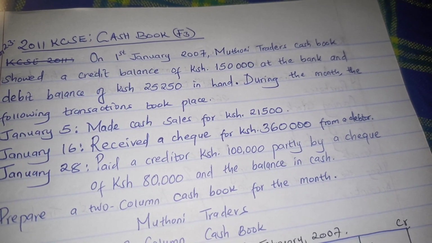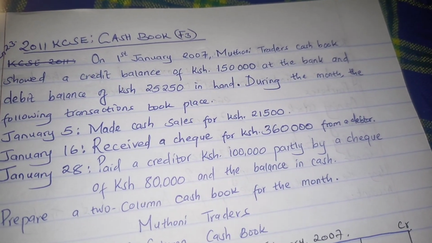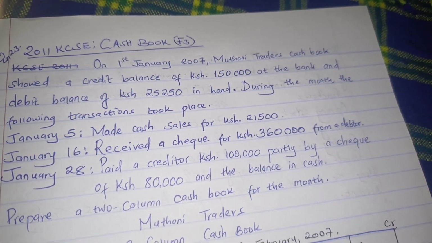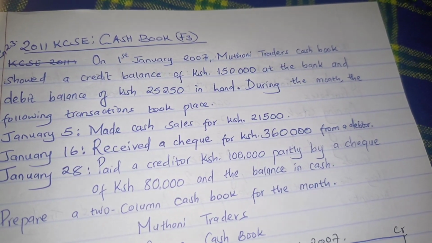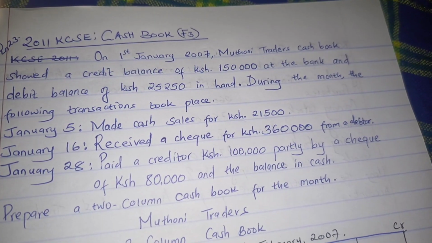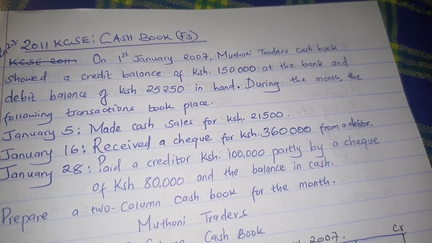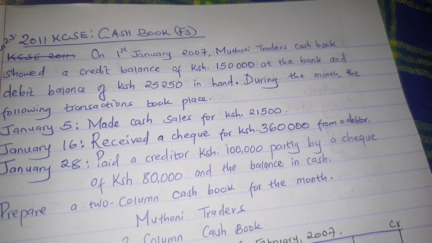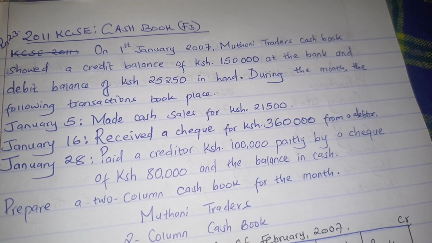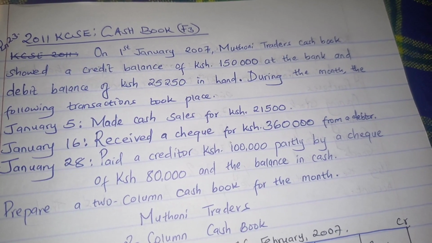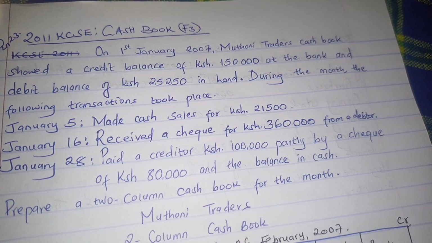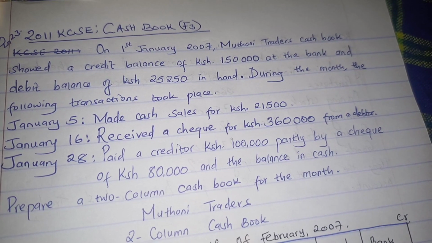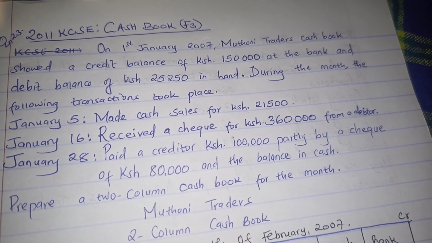Today we are going to do a question on a cash book, a short question that is, and our question reads: on 1st January 2007, Muthoni Traders cash book showed a credit balance of 150,000 Kenyan shillings at the bank and a debit balance of 25,250 Kenyan shillings in hand. During the month, the following transactions took place.